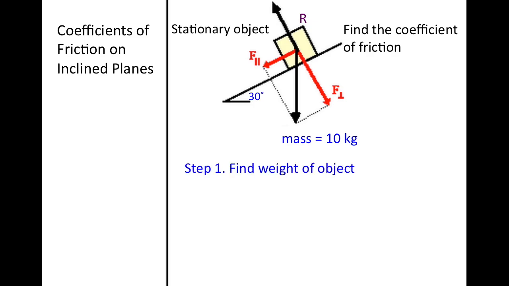The first step that you want to do is to find the weight of the object. So given that we have 10 kilograms for the mass, we just need to multiply that by gravity to get 98.1 newtons.